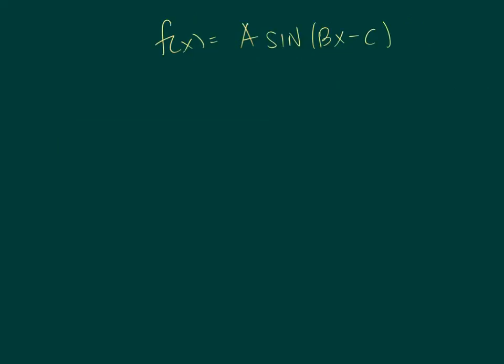Each piece of our function is important. This coefficient here that we call a, this changes our amplitude of the function. So the amplitude of our function will be defined as the absolute value of this a. And again, this is only going to happen for sine and cosine functions. Does not happen for any of the other functions.